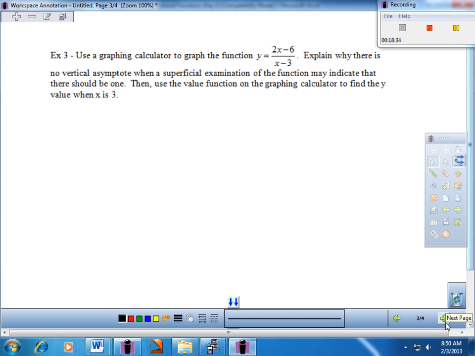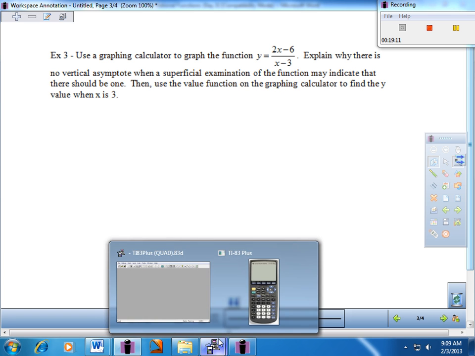Example 3. Use a graphing calculator to graph the function. Explain why there is no vertical asymptote when a superficial examination of the function may indicate that there should be one. Then use the value function on the graphing calculator to find the y value when x is 3. So I've been spouting off the last 2.5 days here about zeros in the denominator should produce a vertical asymptote. So you're looking at this and you're like, of course, there's got to be a vertical asymptote at x equals 3.